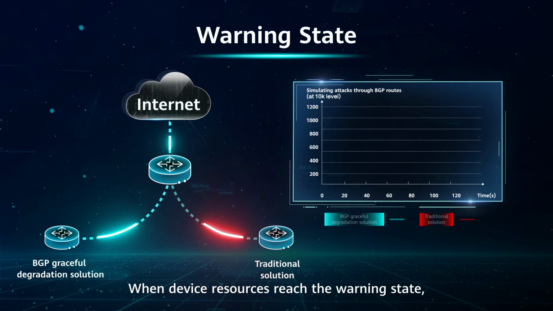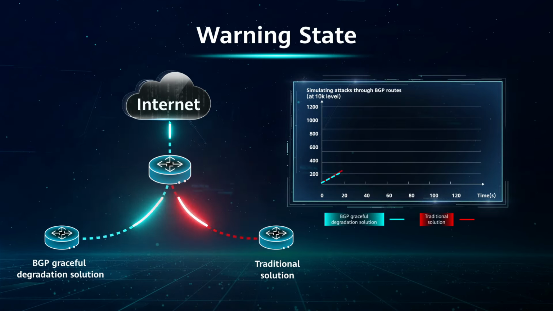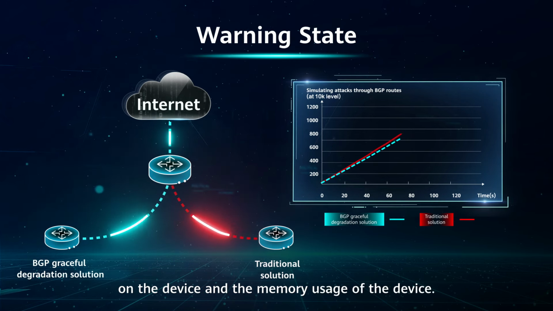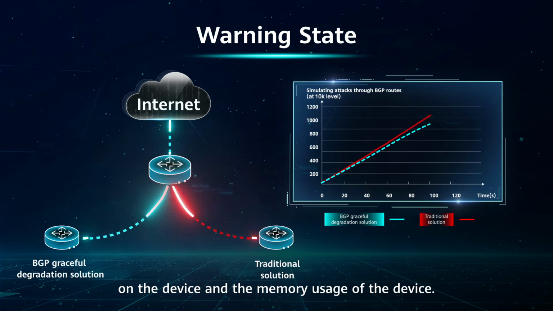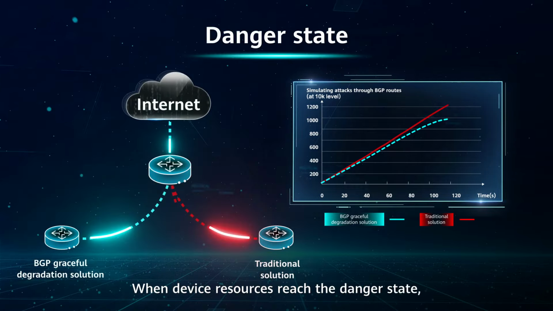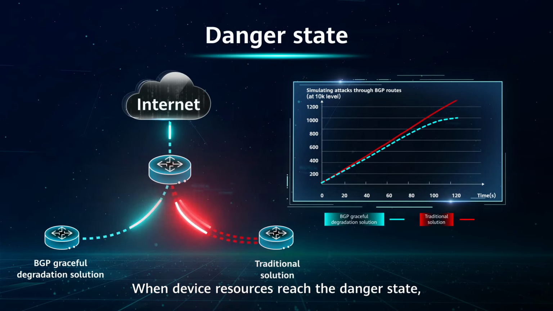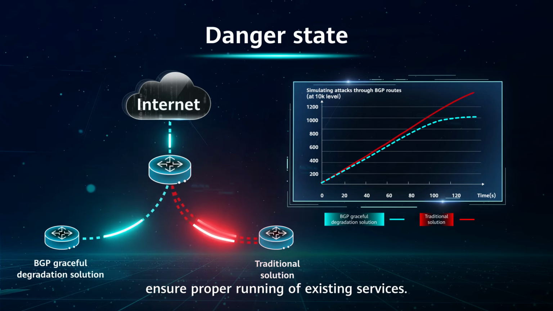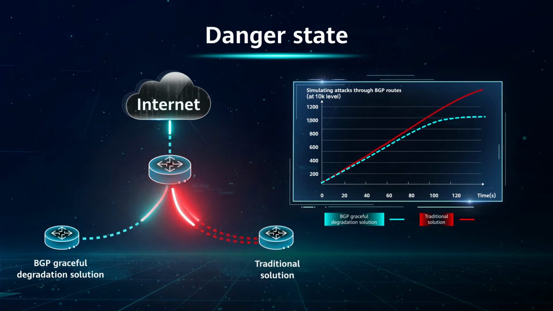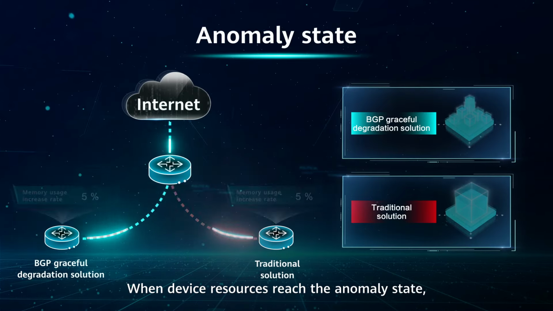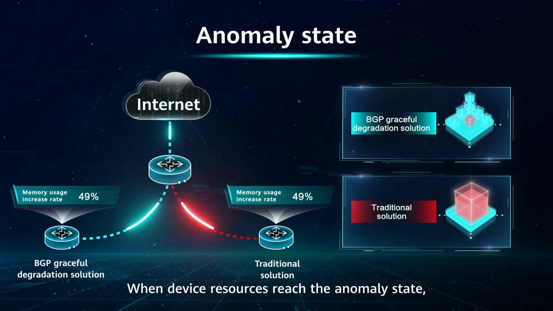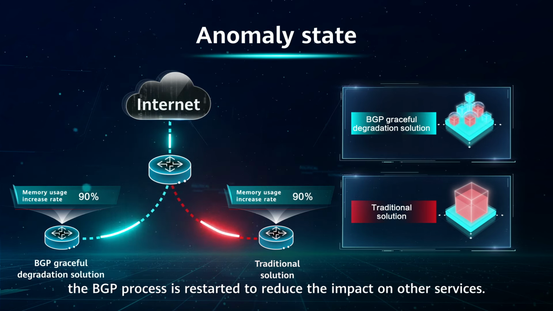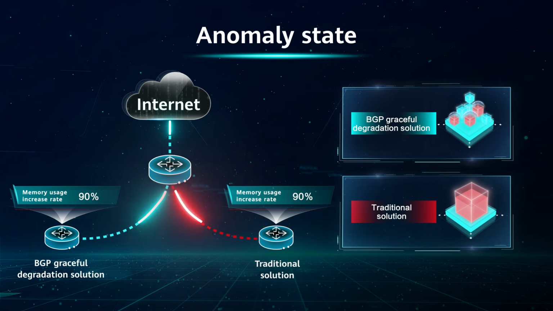When device resources reach the warning state, BGP route learning is slowed down to reduce the pressure on the device and the memory usage of the device. When device resources reach the danger state, new BGP routes are no longer learned to ensure proper running of existing services. When device resources reach the anomaly state, the BGP process is restarted to reduce the impact on other services.